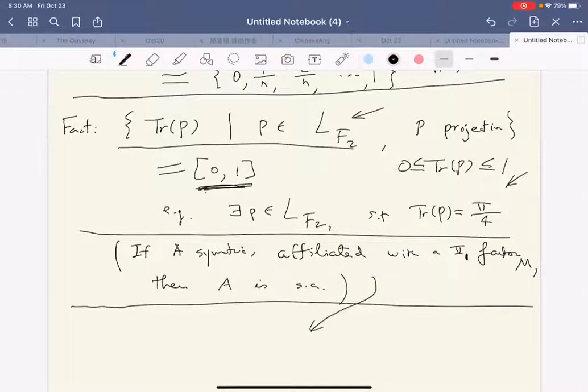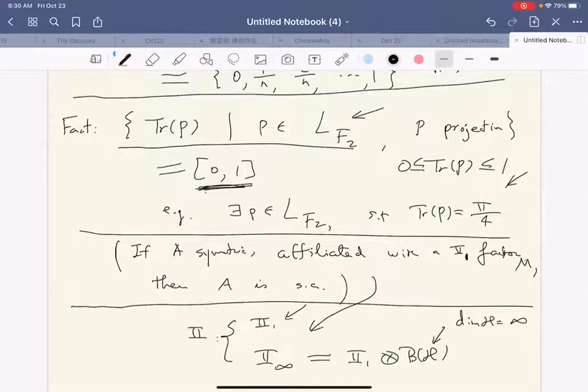Let me clarify this. Type II means either type II_1 or type II infinity. What is type II infinity? Type II infinity is just type II_1 tensor product with B(H), where this H has infinite dimension. Mostly we just focus on type II_1. This one has a trace, but that one doesn't. But a major piece of it has a trace, and the infinite dimensional piece is sort of under control in some sense.